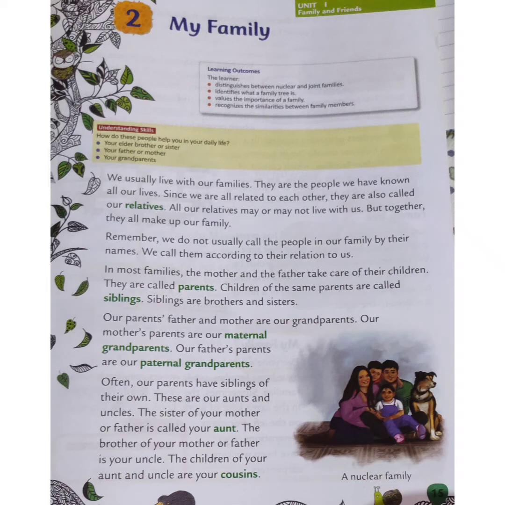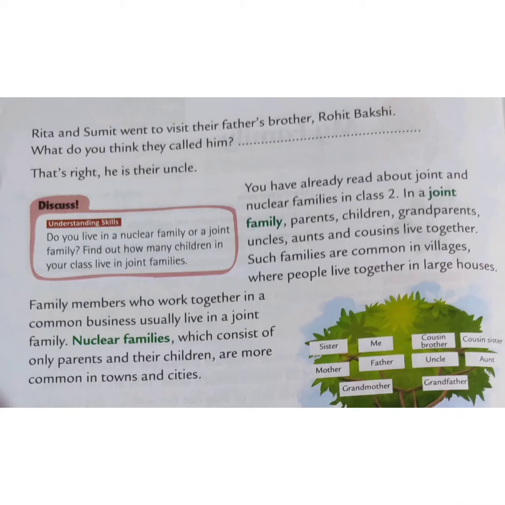So do you understand what parents are? Father and mother who take care of the children are our parents. Siblings are the brothers and sisters of the same parents. Then maternal grandparents and paternal grandparents. Then uncle, aunt and cousin. So these all are our family members, and they come under our relations, or they are our relatives. For example, Rita and Sumit went to visit their father's brother Rohit Bakshi. What do you think they call him? Yes, that's right, he is their uncle.